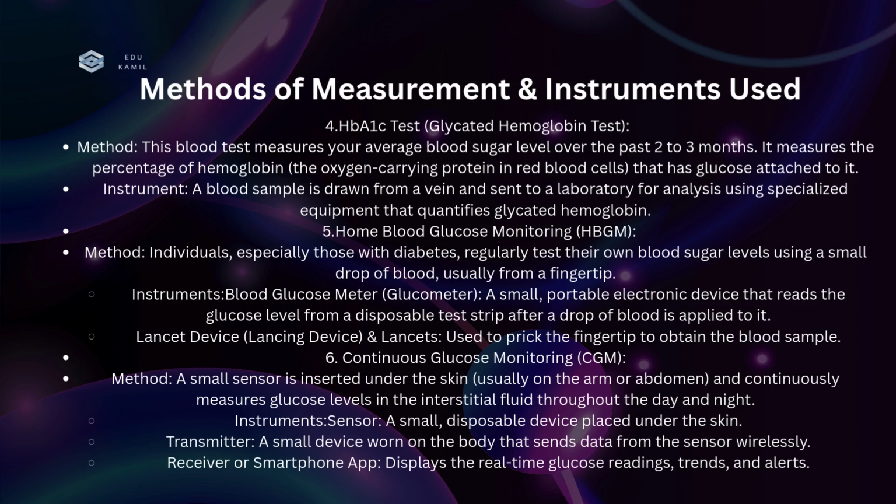6. Continuous glucose monitoring, CGM. Method: A small sensor is inserted under the skin, usually on the arm or abdomen, and continuously measures glucose levels in the interstitial fluid throughout the day and night. Instruments: Sensor, a small, disposable device placed under the skin. Transmitter, a small device worn on the body that sends data from the sensor wirelessly. Receiver or smartphone app, which displays the real-time glucose readings, trends, and alerts.